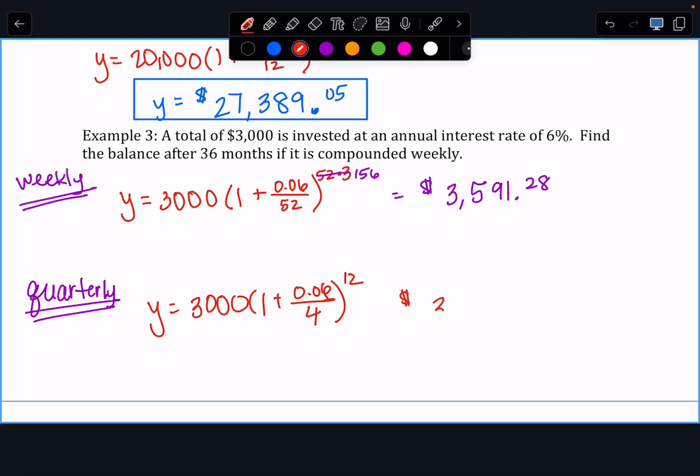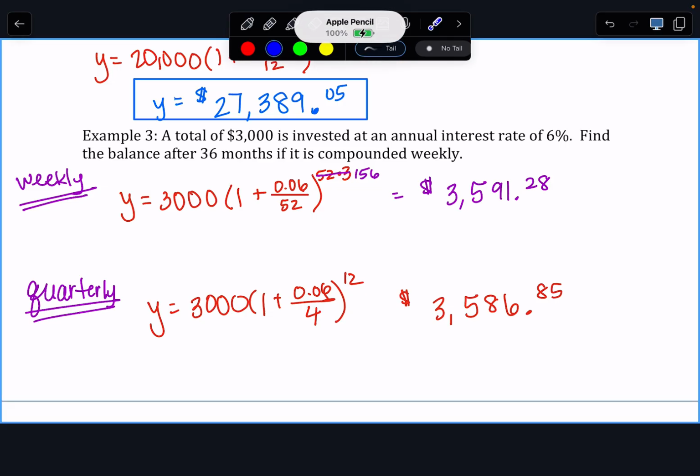Okay, $3,586.85. Okay, so the winner is weekly, and what Miles said was correct. The more times it's compounded, the more money we're going to accrue. Okay, so your answer should be bigger the more times it's getting compounded. Okay, so if you are saving money, you want a higher compounded rate. Okay, but what if you're taking out a loan? You would want a lower compounded amount. Okay, all right.